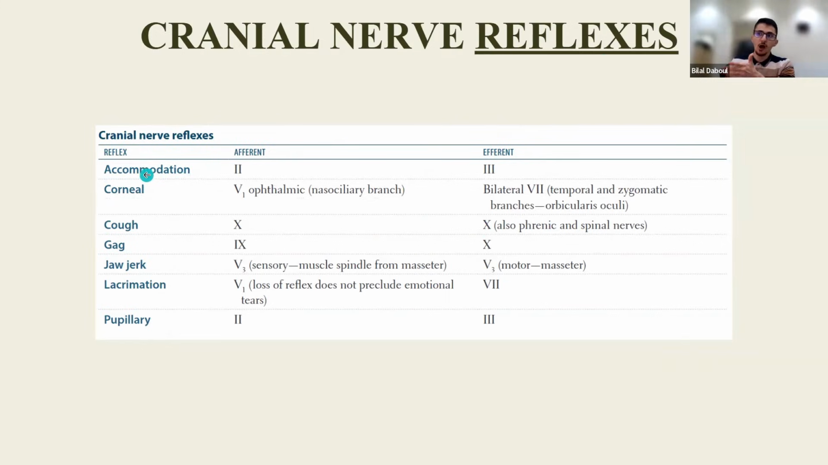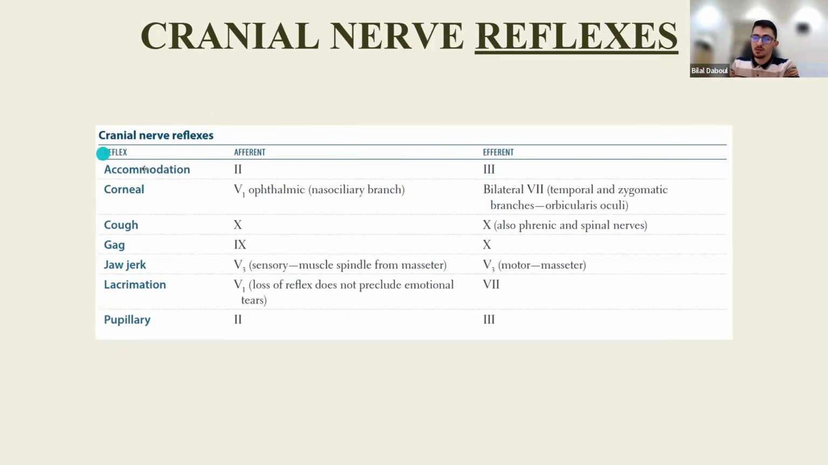So I'll start with the accommodation. Again, I explained this previously. Accommodation is where you want to refocus your gaze at a closely placed object. Of course, the afferent limb is through the optic nerve, because you need to see that you're looking at a closely placed object. And the efferent limb would be through the oculomotor nerve, because again, it mediates contraction of the ciliary muscle, if you recall, through the ciliary ganglion, and this makes the lens more convex, allowing you to refocus your gaze at a closely placed object.